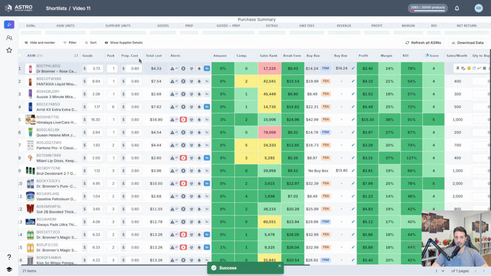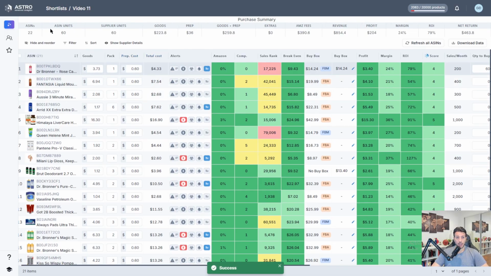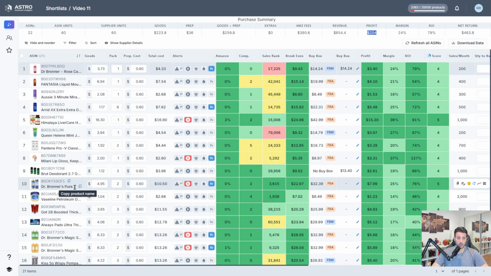So now we're going to start getting an order starting to form. We've got 60 units, 60 supply units, $223. The prep will be 36 for these. And we're looking at around $204 worth of profit, which is quite high for a single unit.